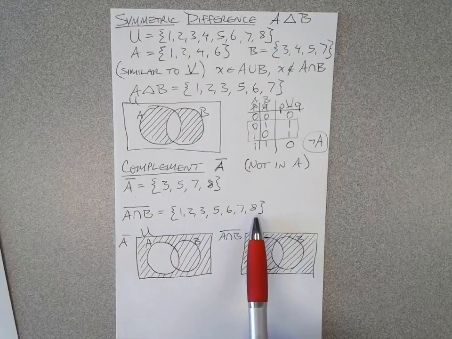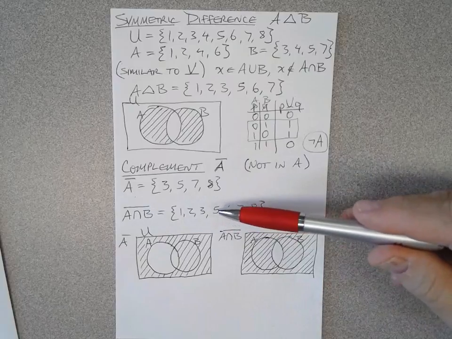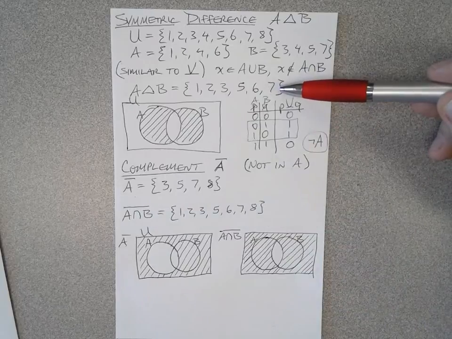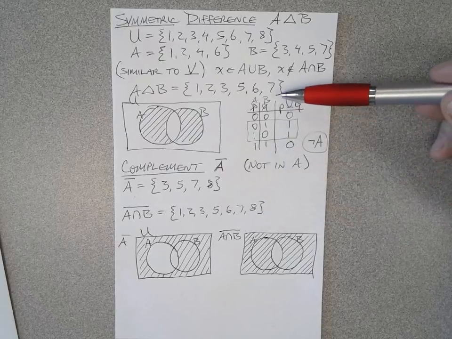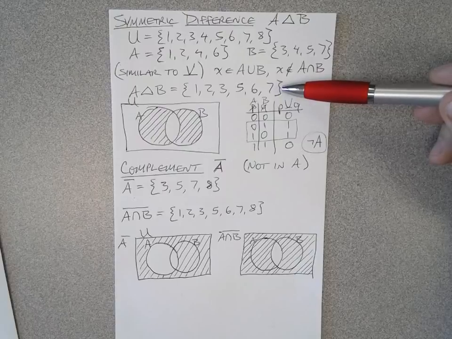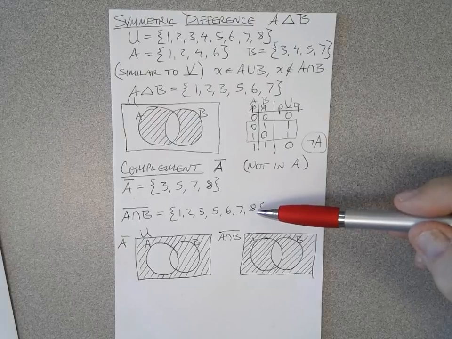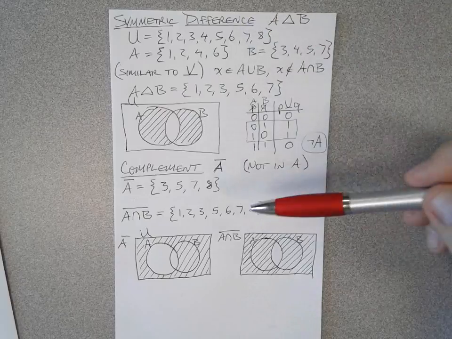Okay, now look at the difference here. Everything that's not in the intersection, 1, 2, 3, 5, 6, 7, 8, the symmetric difference of A and B is 1, 2, 3, 5, 6, 7. 8 is outside of the intersection, but 8 is not a part of the union of A with B. So that's why 8 is not included in the symmetric difference, but it is included in the complement of the intersection. All right, union, intersection, symmetric difference, and complement.